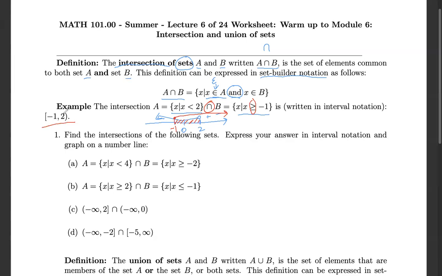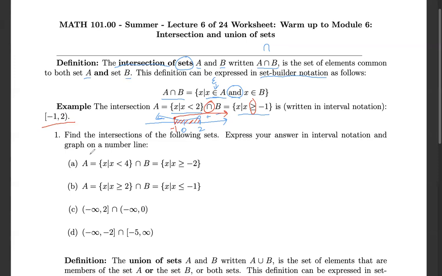So including, we use bracket. Not including with 2, so we use close parenthesis. Including -1, we use bracket. Okay, that's one example.